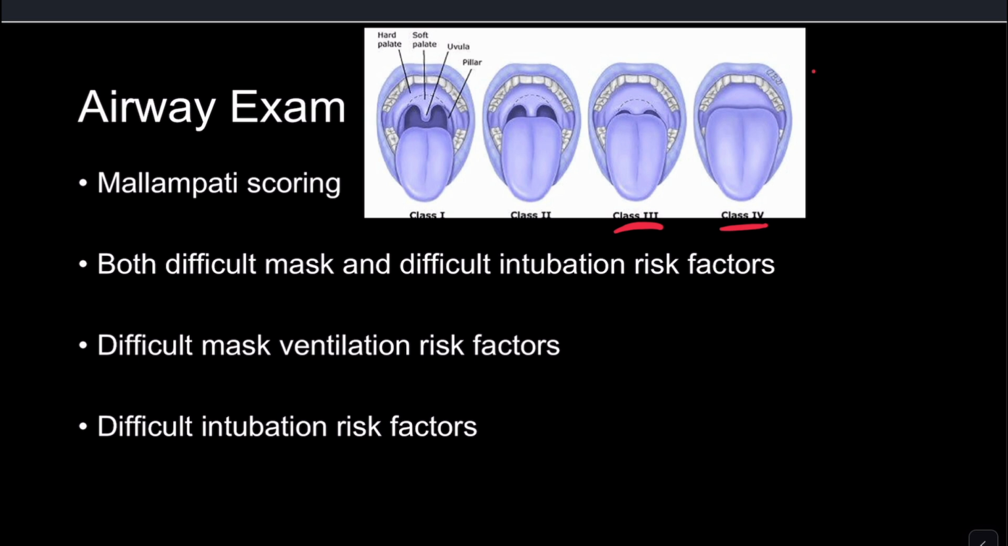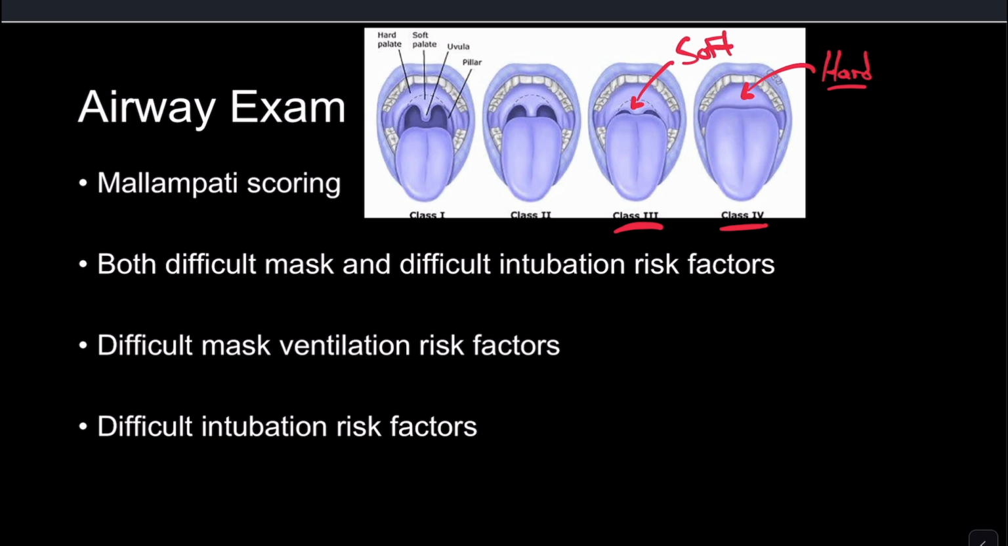Now, class 4, that would be like a patient who is at higher risk for mask ventilation or for intubation. So when you ask them to open their mouth and stick out their tongue, what you would see in class 4 is you would only see the patient's hard palate. Then moving to class 3, so moving down the scale, you'd see the hard palate, just like class 4, but you would also be able to see the patient's soft palate, or another way to think of it is the base of the uvula.